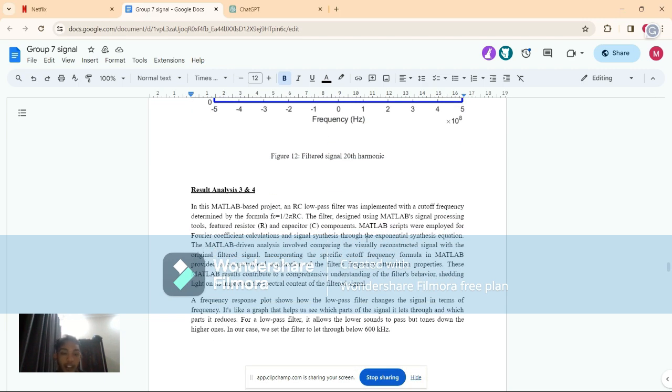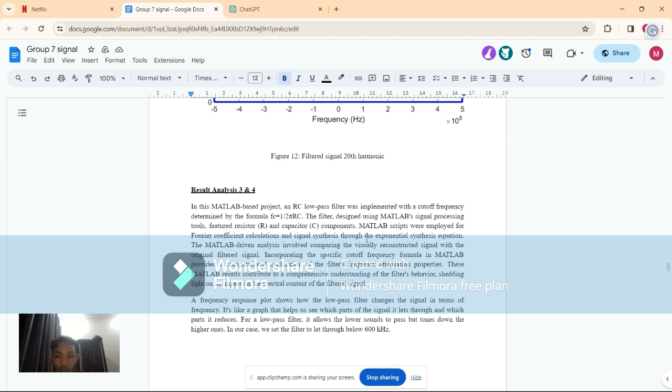Result analysis 3 and 4. In this project, an RC low pass filter was implemented with a cutoff frequency determined by the formula fc equals 1 over 2πRC. The filter was designed using MATLAB, a signal processing tool, with resistor and capacitor components.